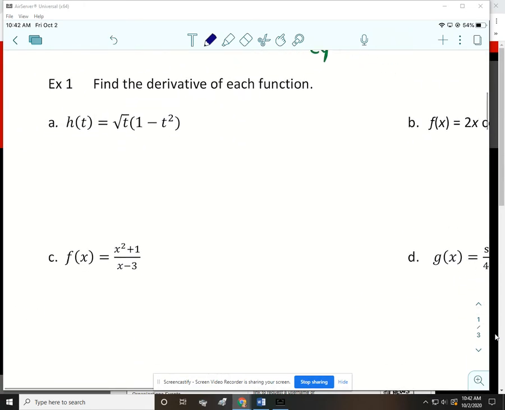All right, on example 1a, all of these, we're going to find the derivative of the function. I think this one is one of the ones that it might be easier if we just multiply it instead of using the product rule. Now, before we multiply it, though, I do want to rewrite the square root of t as t to the 1/2.